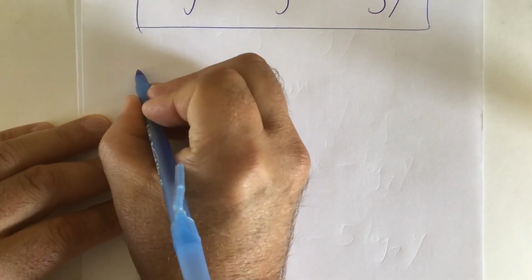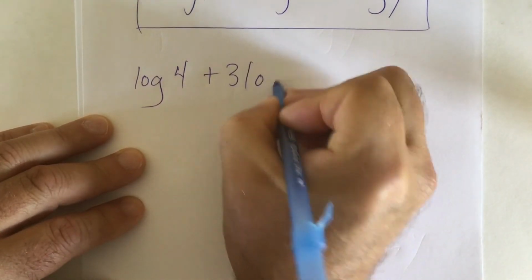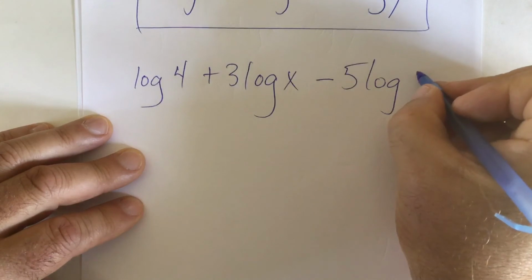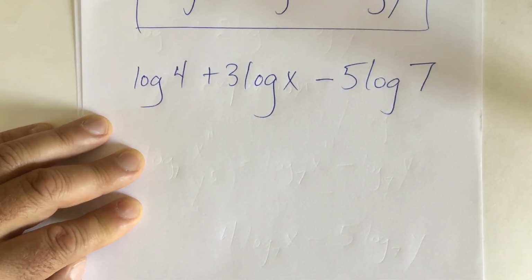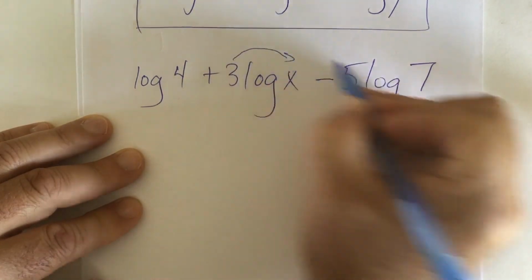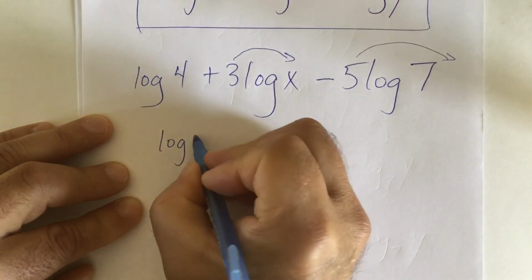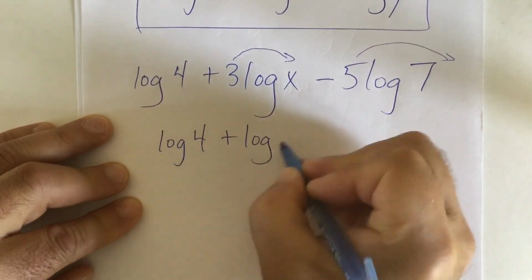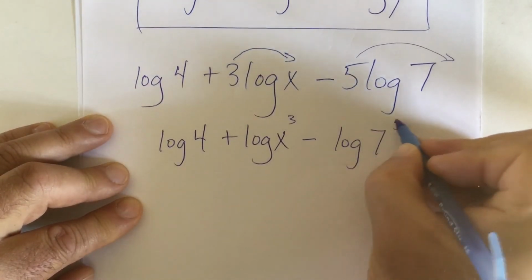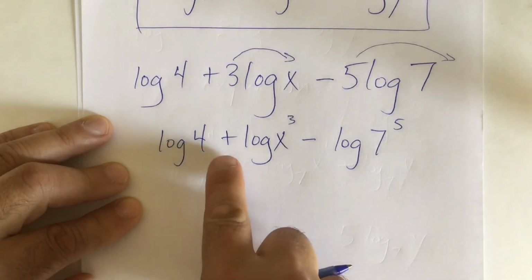So what if I gave you a statement that said log of 4 plus 3 log x minus 5 log 7. Well, guess what? I would not want to drop it like it's hot. I would want to pick it up like it's cold if I was going to try to make it into single log form. So my first step would be start undoing things. I would bring the 3 back up here. I would bring the 5 back up here. That'd be my first step. I'd undo the power.